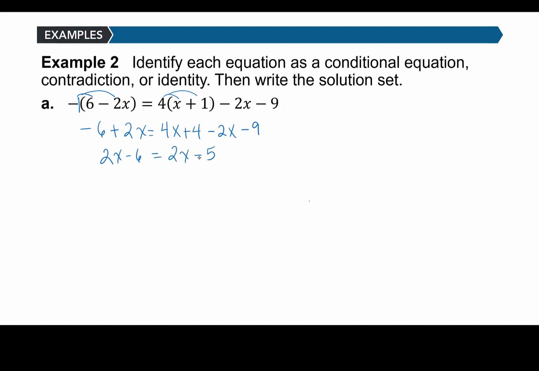Whenever I try to collect the variables to one side, I can subtract 2x from each side. So notice that the variable is eliminated from each side to give me negative 6 equals negative 5. So this is a case of a false numerical statement, which tells me there's no solution, and therefore this equation is a contradiction.